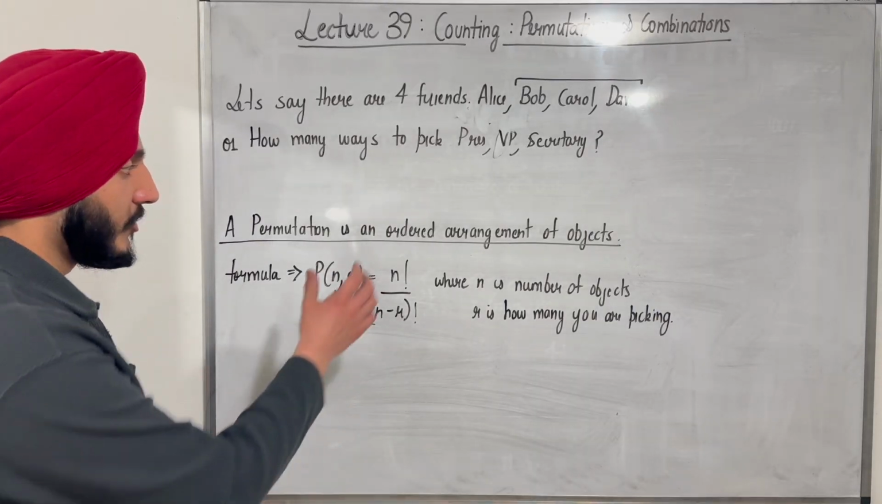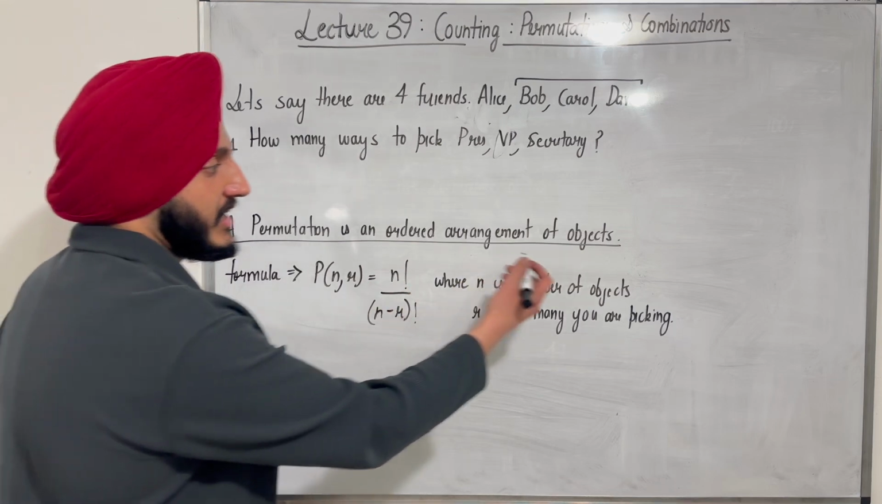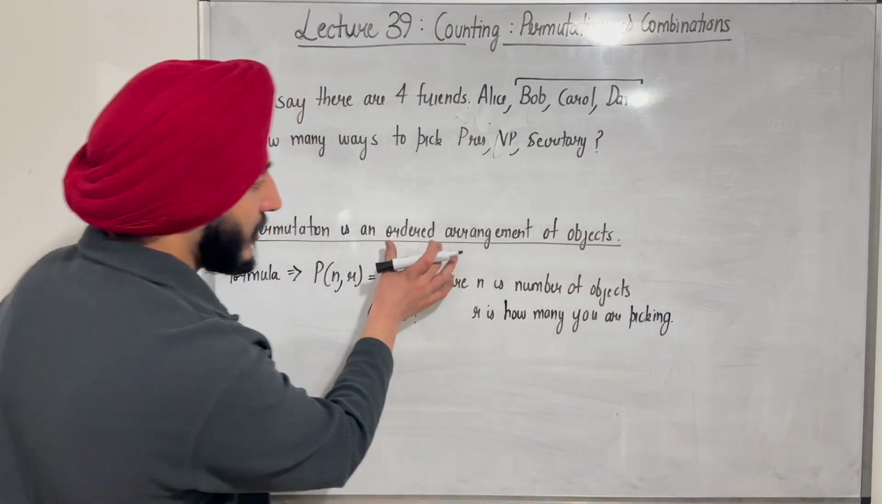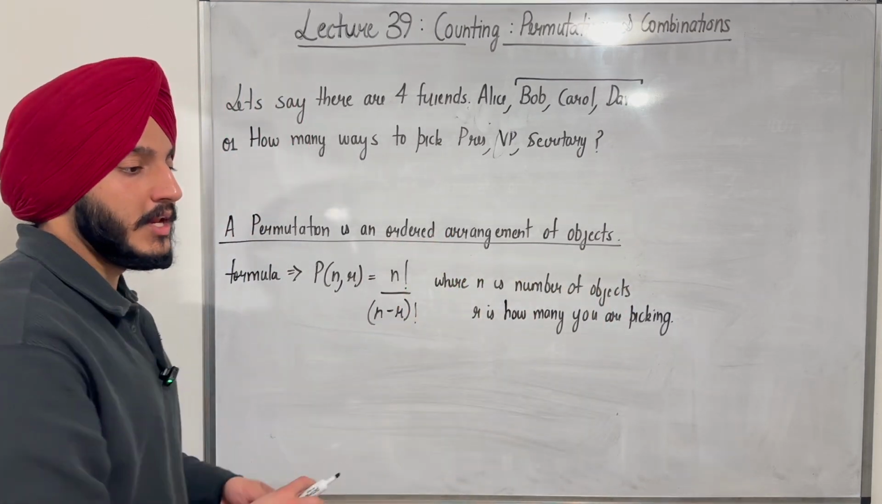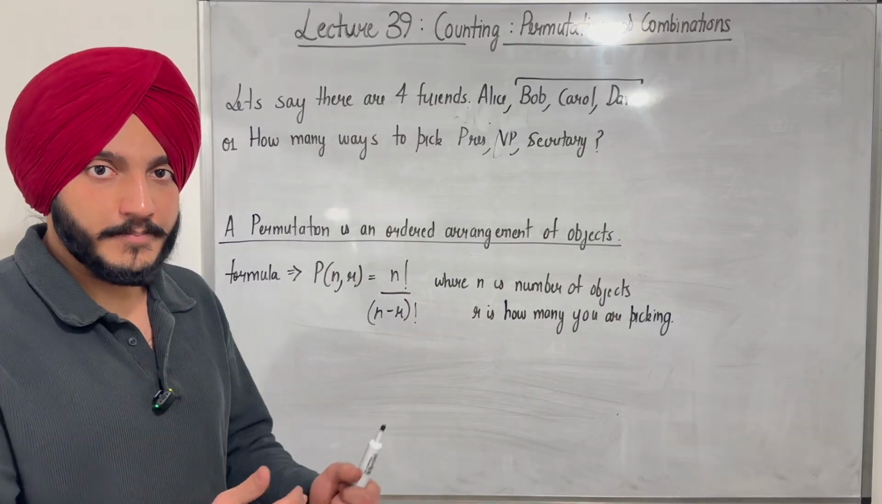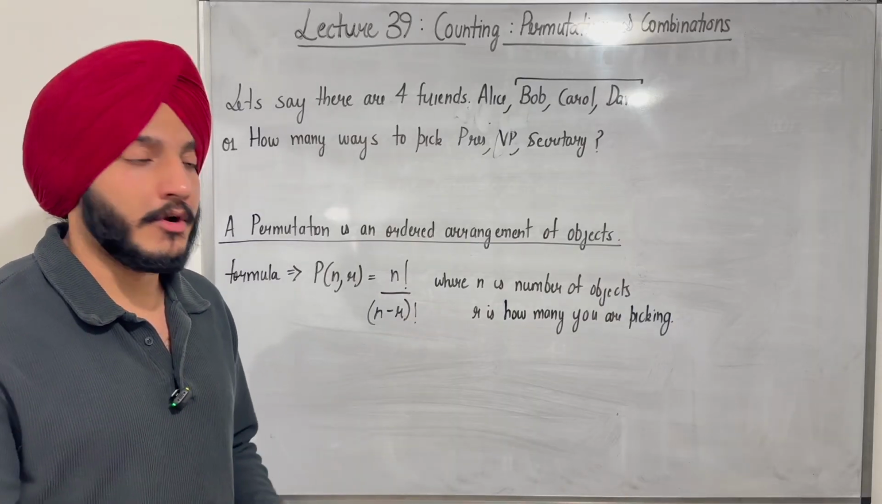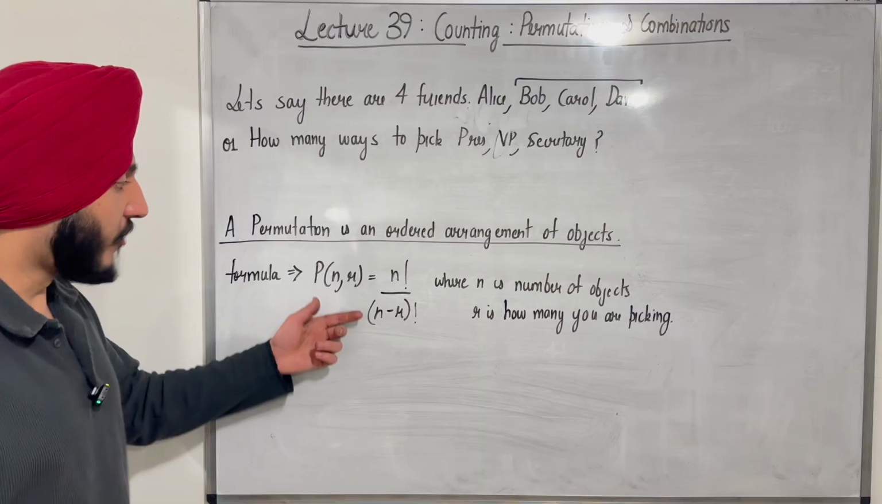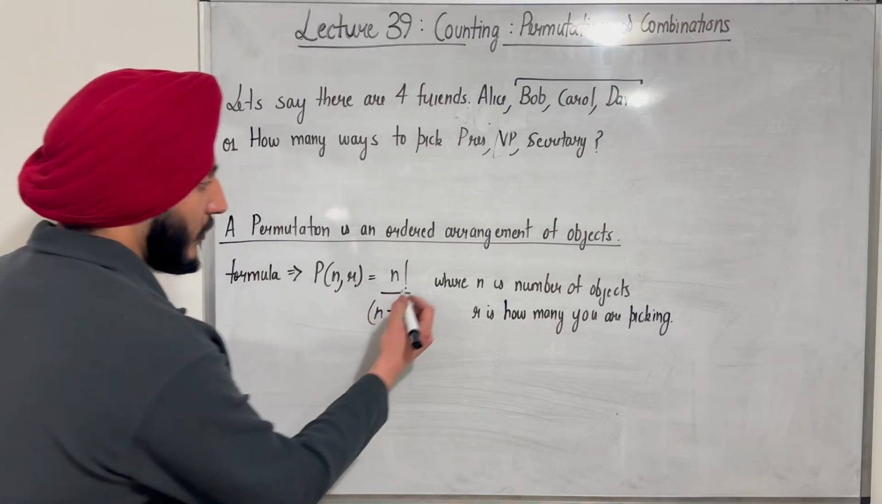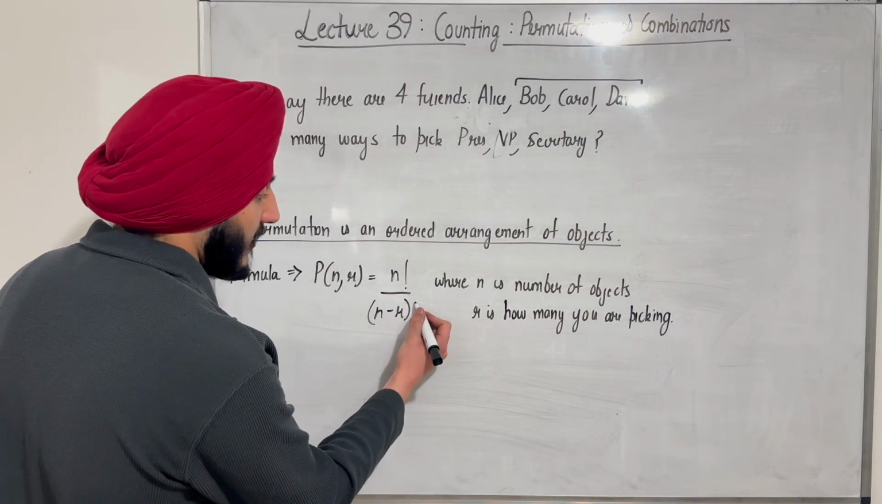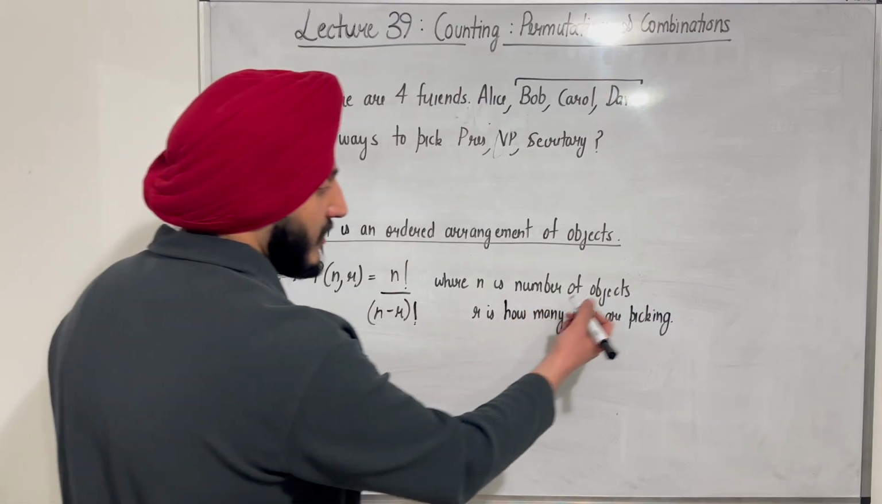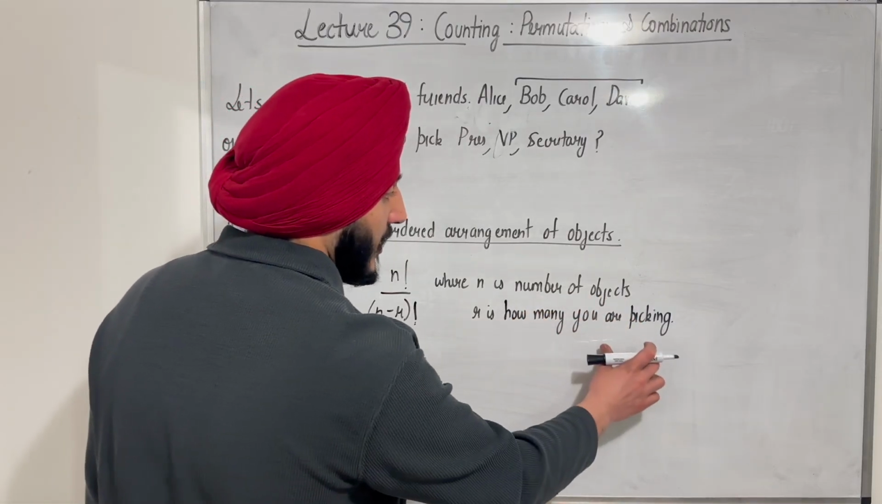Now let's take a look at the definition and the formula for a permutation. A permutation is an ordered arrangement of objects. Ordered arrangement, this is a very important phrase, meaning if I change the order, that would matter. That would result in a different way. So the formula is P(n, r) equals n factorial divided by (n minus r) factorial, where n is the number of objects and r is how many you are picking.